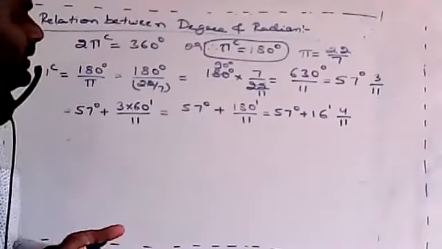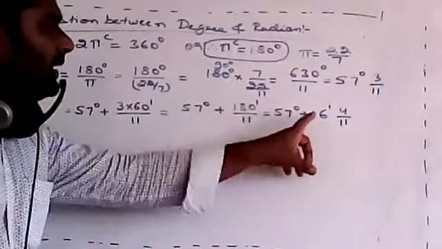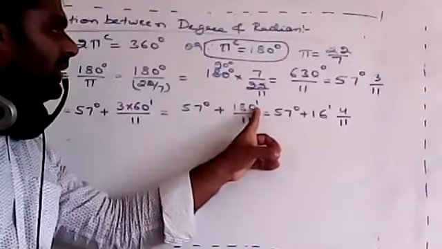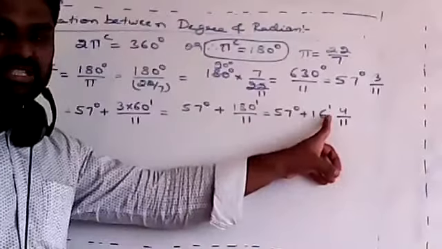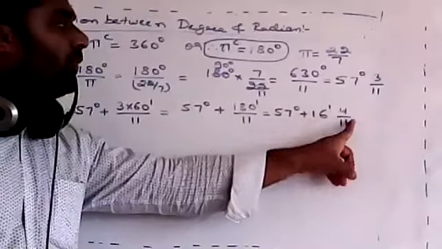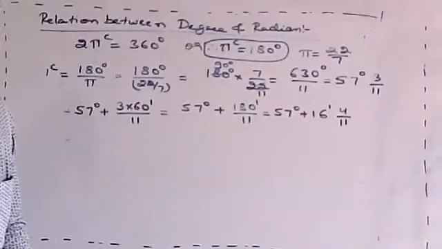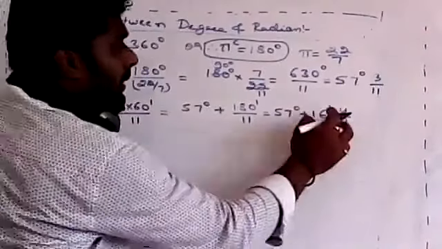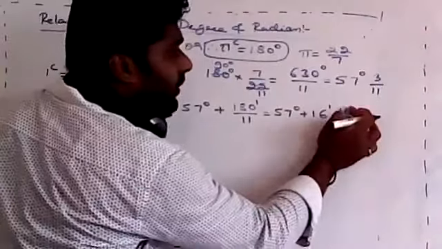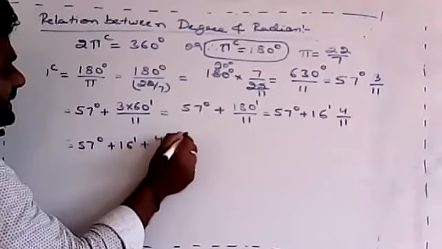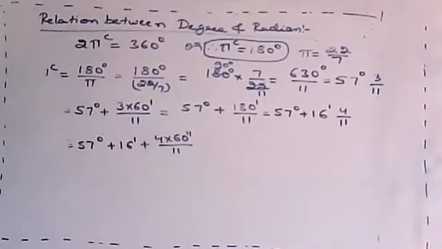Clear this one? So here 180 is there. 11 1s are 11. 70 remaining. So 70, how will I write? 11 6s are 66. 4 remaining. So 4 by 11 I'm writing. So again, it is in the form of minute, no? Again I have to convert in the form of seconds. So how you have to write that one? 57 degree plus 16 minutes plus 4 into 60 seconds divided by 11. Correct or not? Correct?